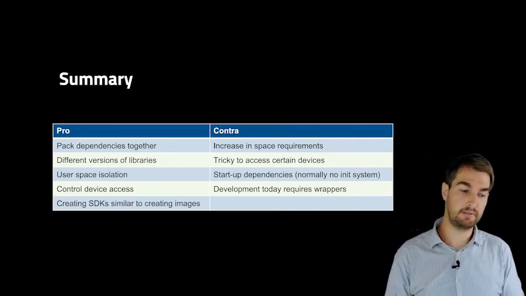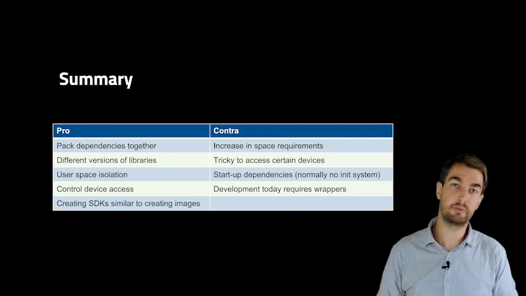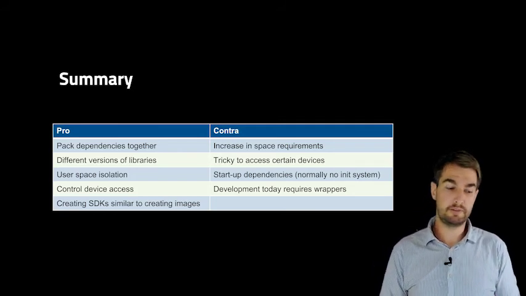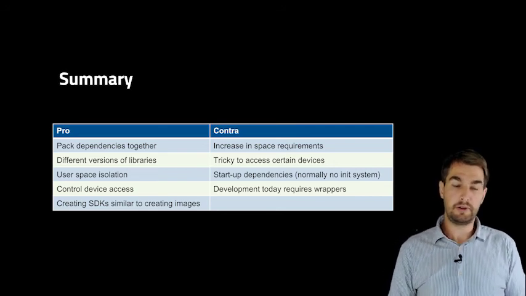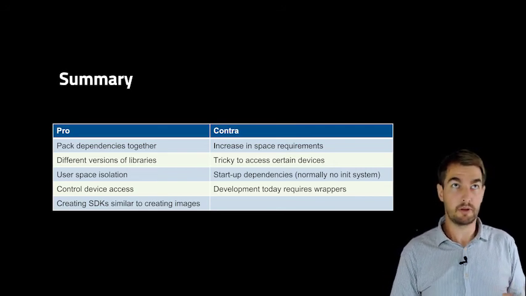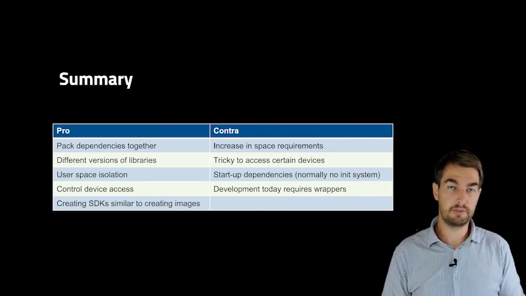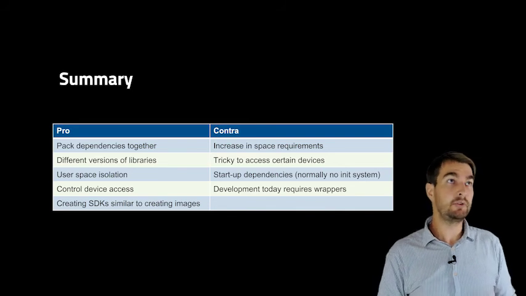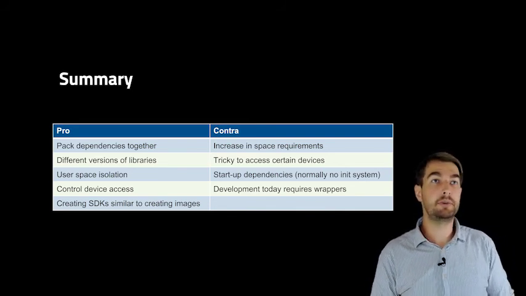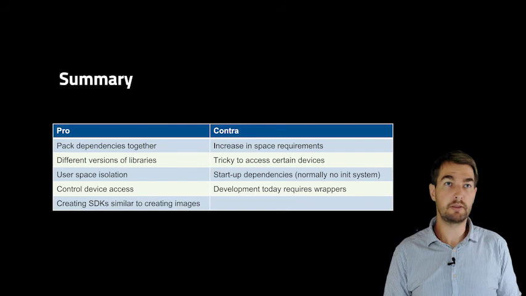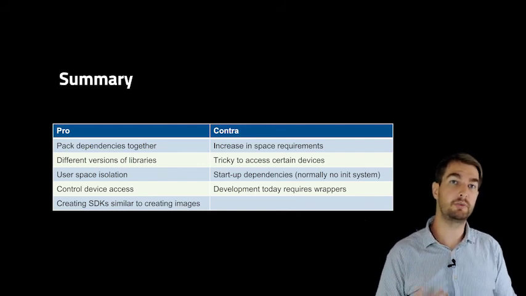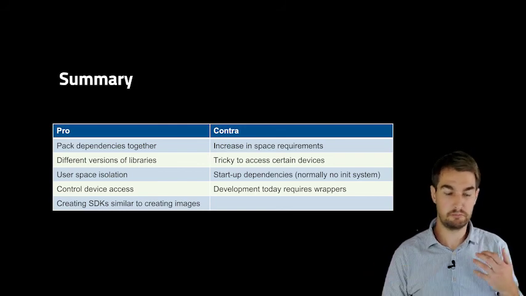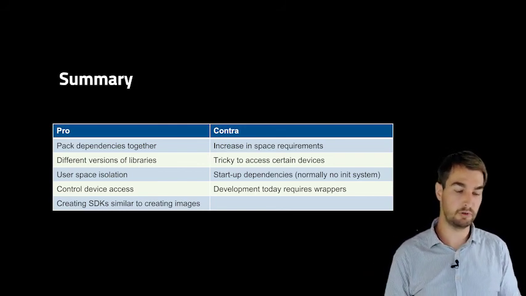The negative thing is that you need more space for doing that, because you have, of course, more than one root file system available, and it's tricky to access some devices because you have to take care about C groups and C group access, and then you don't have the startup dependencies. That means because no init system is running, you have to take care about launching all applications manually. So TPAS, network manager, and so on, what you need.